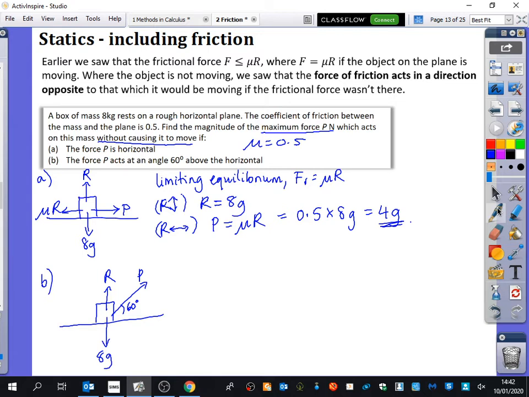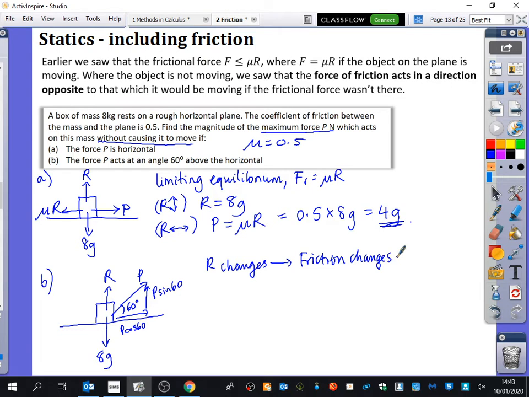Have a think about this for a second. We've now got an extra force coming up here, which is P sine 60, and along here we've got P cos 60. So the value of R, has R increased or decreased? R has decreased. So because R has decreased, what's happened to the friction? It's also decreased, because remember, the friction is related to the normal reaction. It's not related to the weight, it's related to the normal reaction. So R changes, which means friction changes.